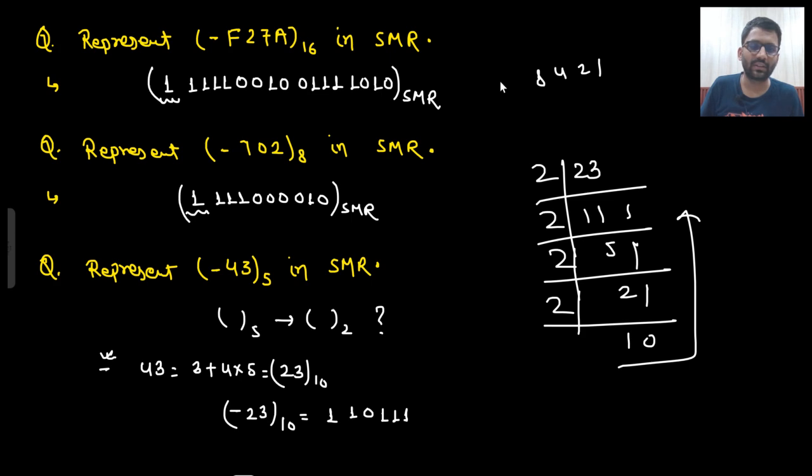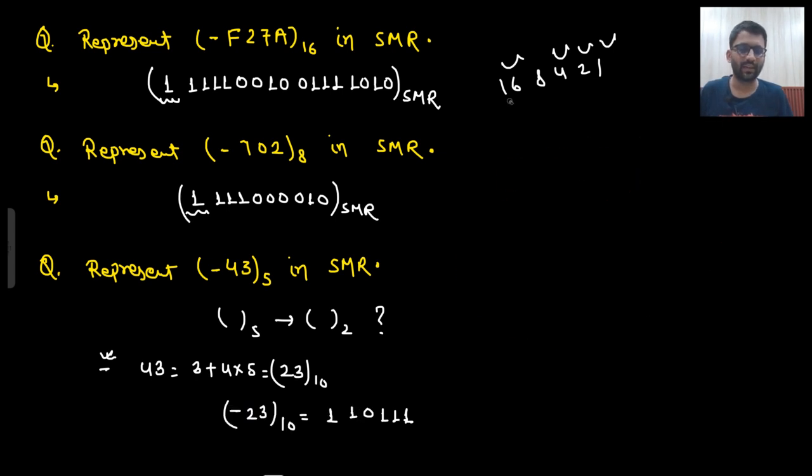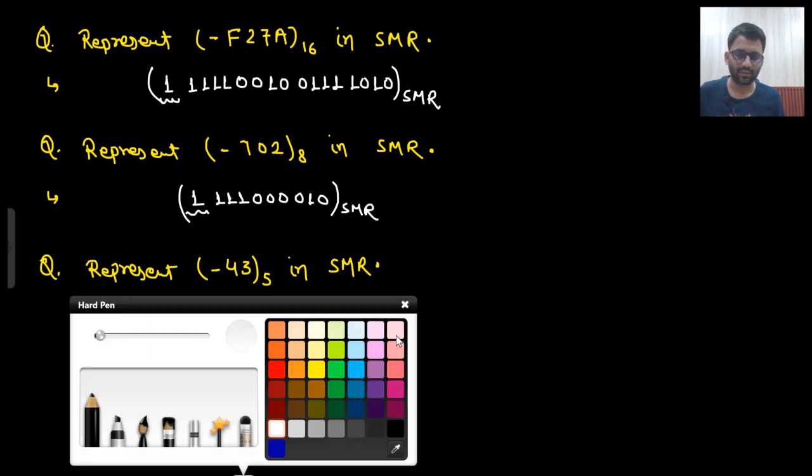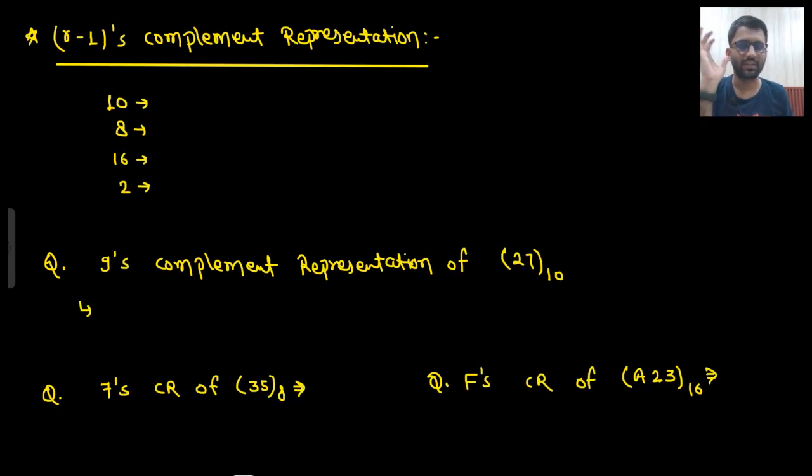8, 4, 2, 1, 16. So 23 you need, so this would be 24. So 16 plus 4 plus 2 plus 1 would be 23. So 1, 0, 1, 1, 1. In that manner also you could have thought, or you could have gone in this manner as well. So this would be the signed magnitude representation. Well and good. So this we have studied about signed magnitude representation.